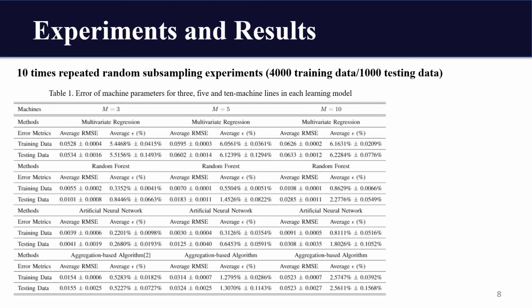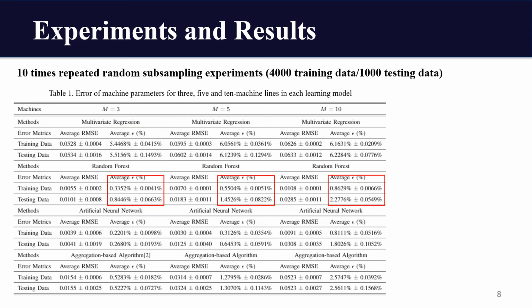Table 1 shows the average root mean square error and estimation error of machine parameters for the 3 learning models, compared with the aggregation-based algorithm. According to Table 1, indeed, multivariate regression models have the worst estimation performance among the 3 learning models because the machine efficiencies are not perfectly linear in the variables and in their interactions.